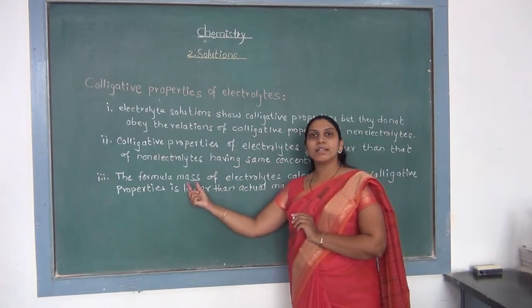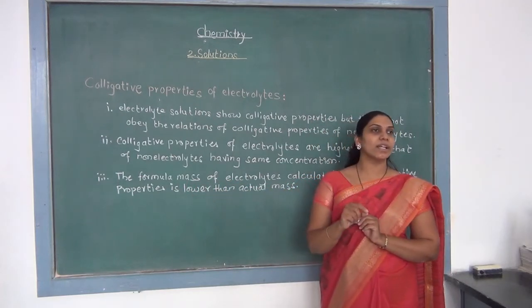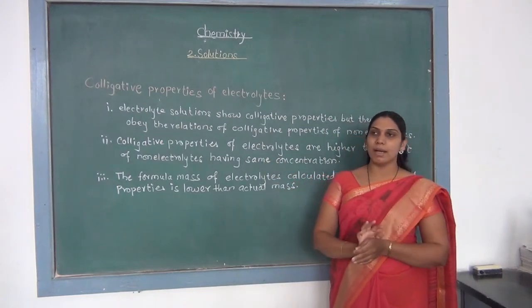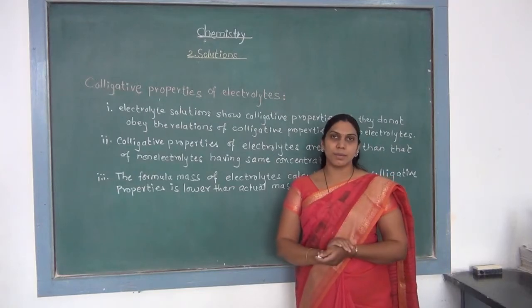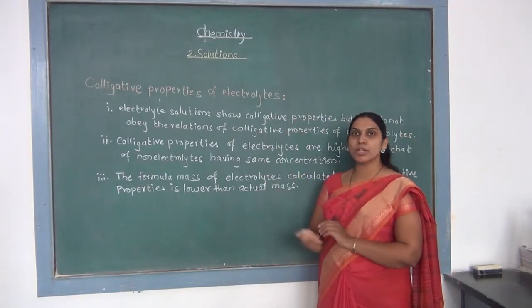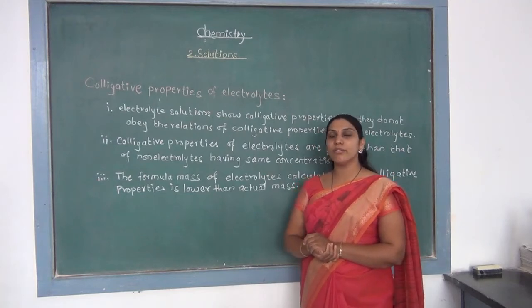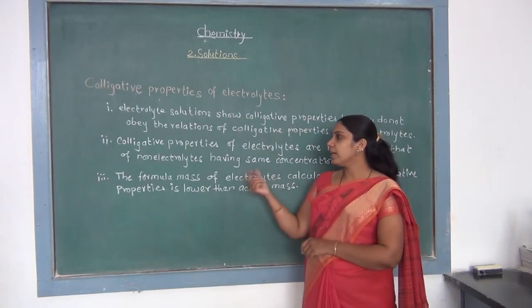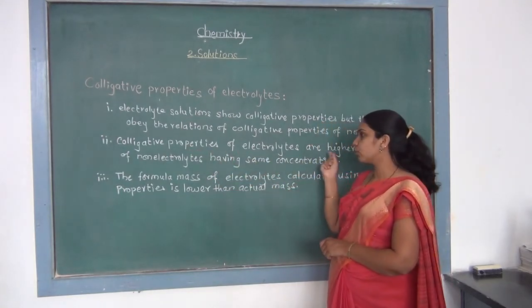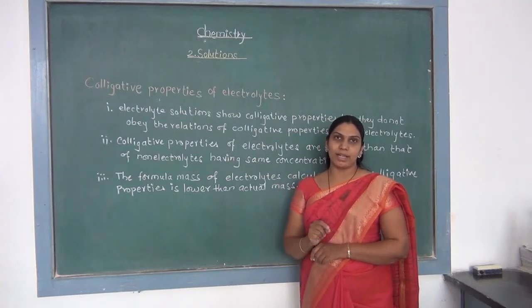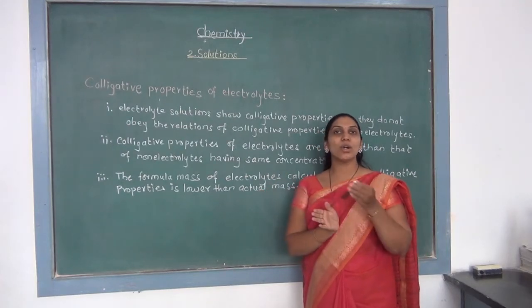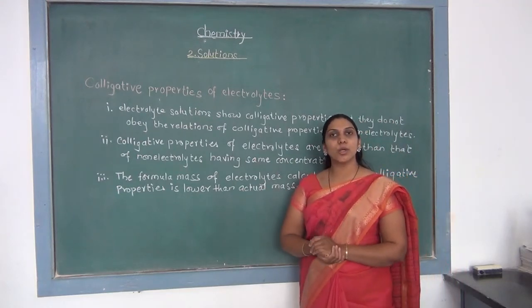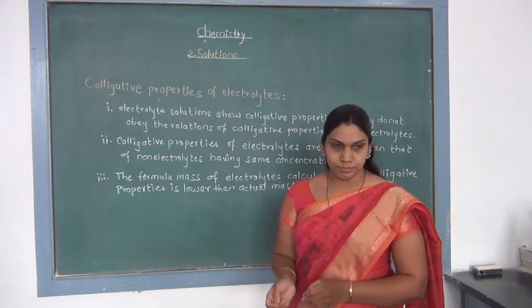So we say that the formula mass of an electrolyte calculated using a colligative property is lower than the actual formula mass, or the actual molar mass of the substance. These are the different observations about colligative properties of electrolytes. Now, the next part we are going to study: we have seen that colligative properties of electrolytes are higher than those of non-electrolytes. So now we'll study why the colligative properties of electrolytes are higher than the colligative properties of non-electrolytes.